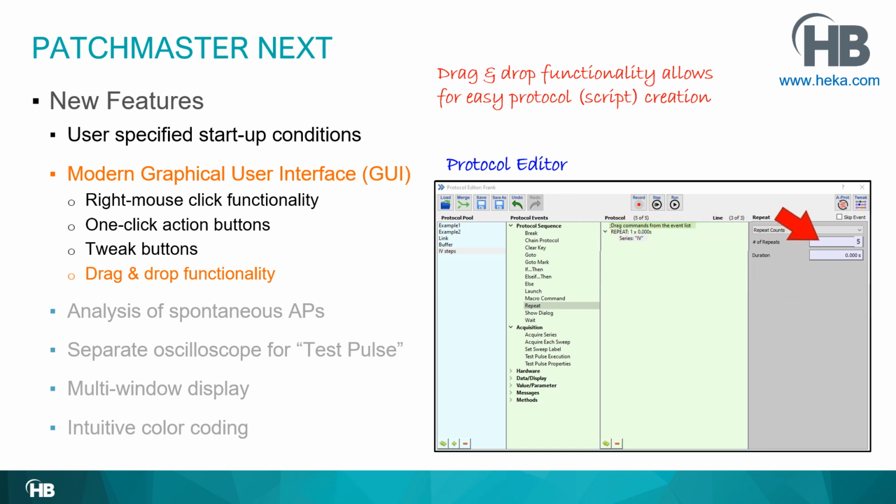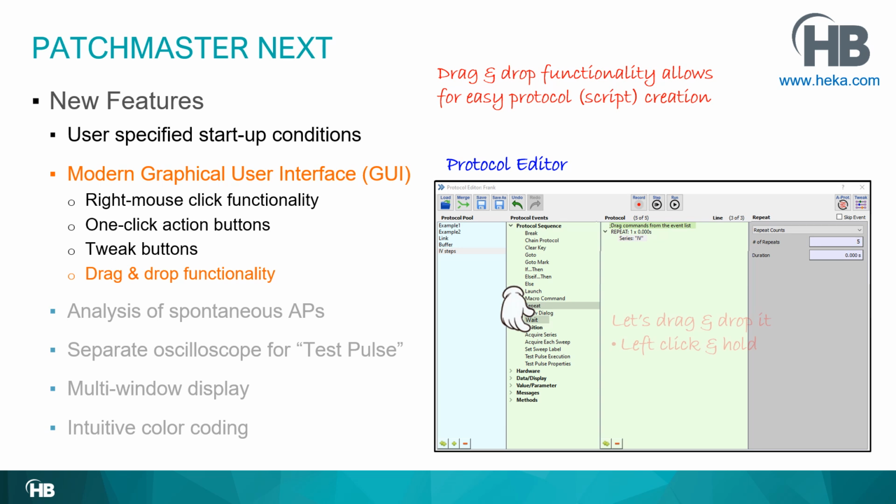Then I can choose how many times I would like to repeat this repeat loop, 5 times, for example. But I do not want to run this series IV 5 times in a row, one after the other. I want to wait, let's say 60 seconds, in between each series recording. Now I can add this command.